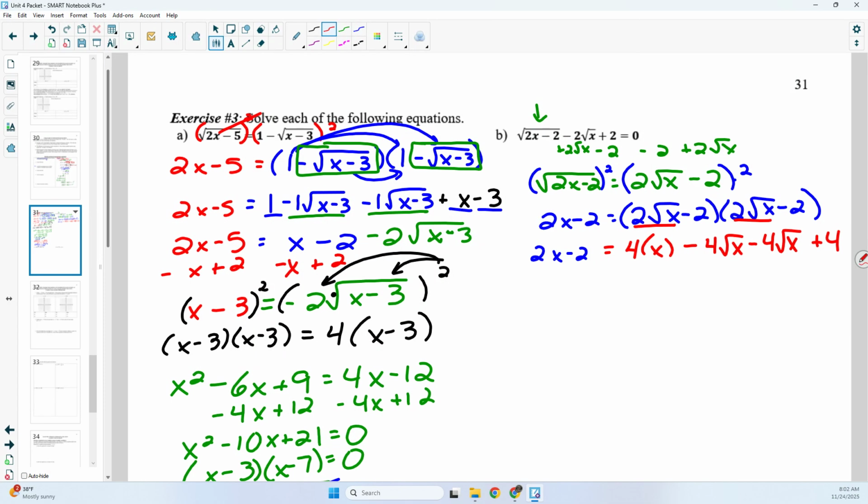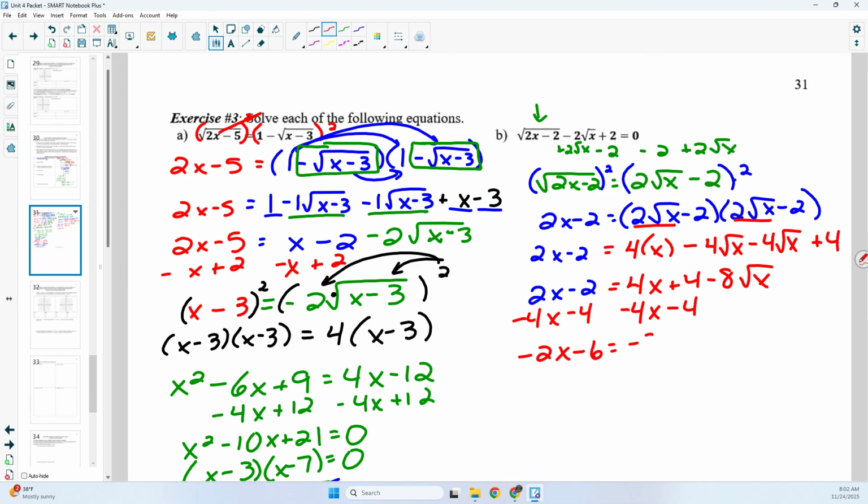So from here, combining like terms, in the front I'm going to write 4x plus 4, and then minus 8 square roots of x. And moving over to isolate my square root, I end up with negative 2x minus 6 equals negative 8 square roots of x. Since I just have multiplication, I'm going to square at this point.